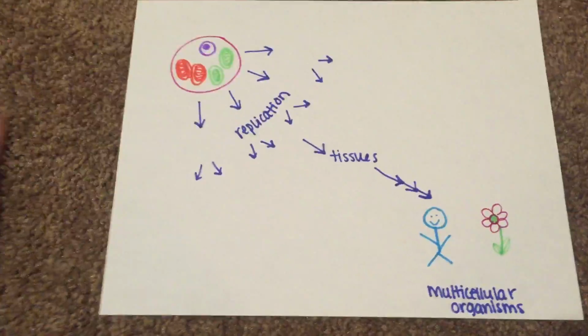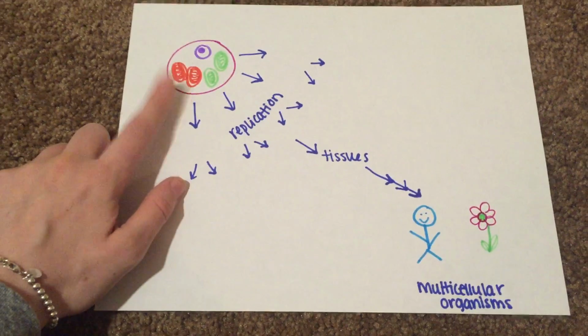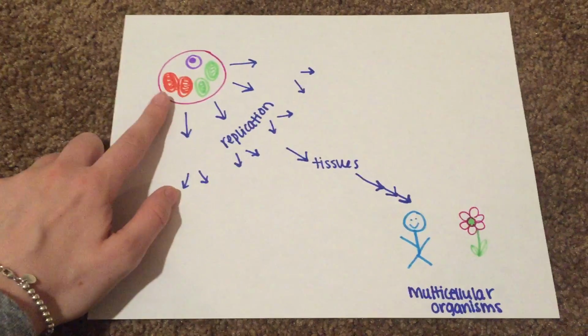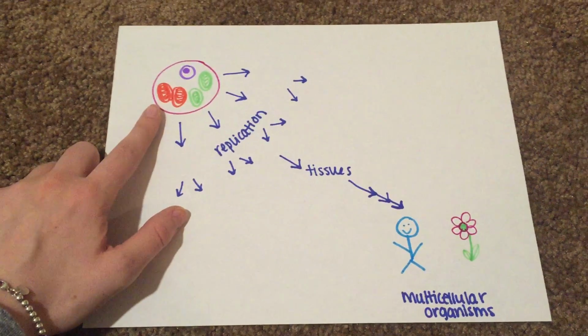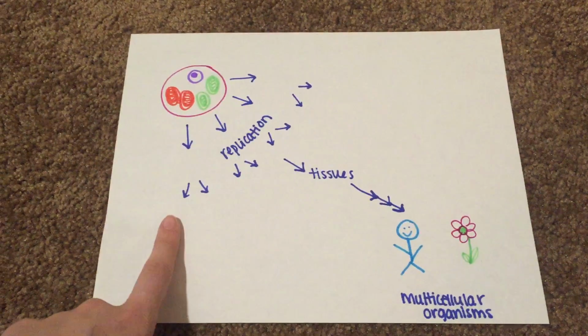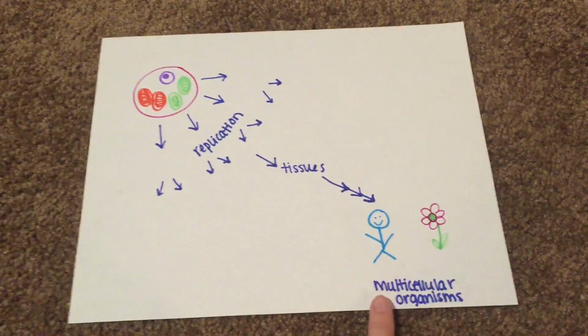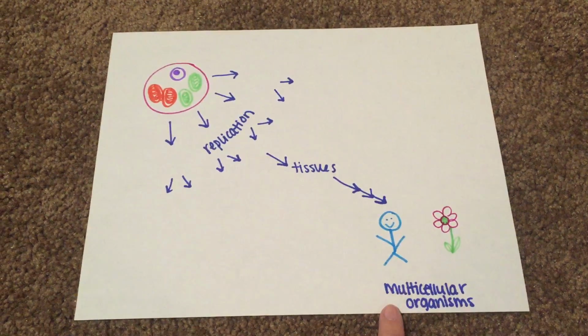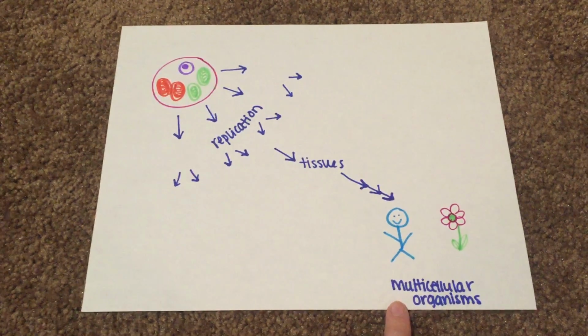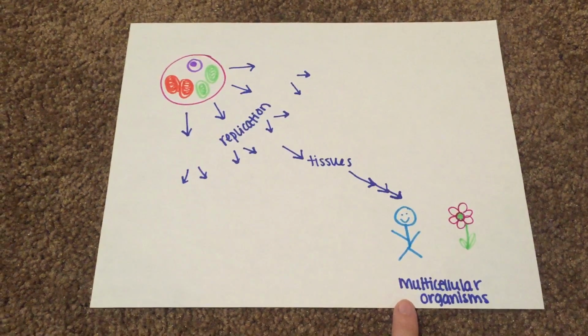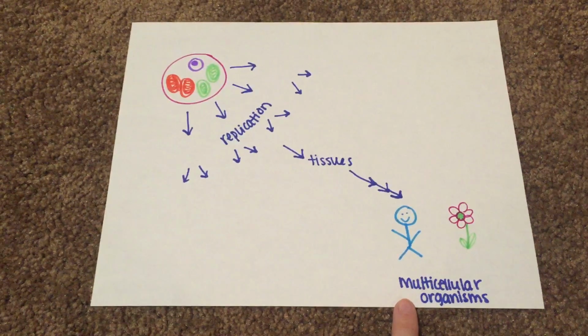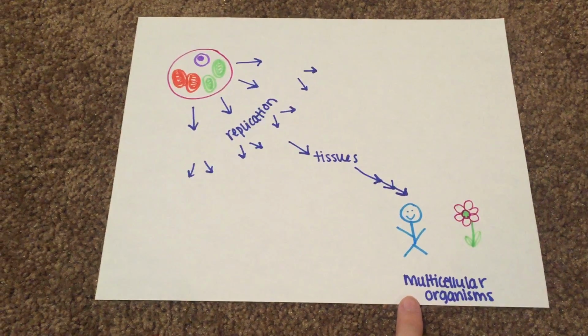So basically, this cell now with membrane-bound organelles that's large and has its own energy and food source was able to replicate and replicate and replicate, eventually become tissues, and that's how we came to see multicellular organisms throughout that process. So that's endosymbiotic theory. If you have any questions, just read chapter 5 of the textbook, and that's it.